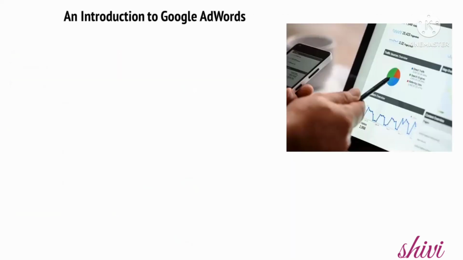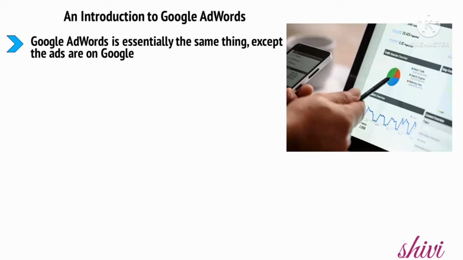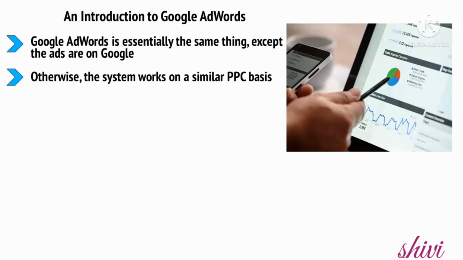An introduction to Google AdWords. Google AdWords is essentially the same thing, except the ads are on Google. The difference is that this time, you are now paying for ads to appear at the top of certain search results under the heading Sponsored Results. Otherwise, the system works on a similar PPC basis. This has pros and cons. On the one hand, you can't as precisely target the type of person that is looking for your product. For example, you can't choose to only show it to engaged women.